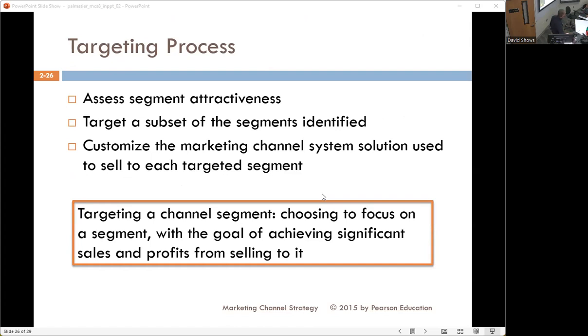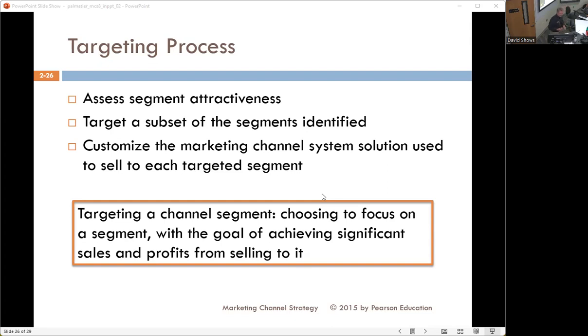So the first thing you do is you assess the segment's attractiveness. So attractiveness is a very nebulous kind of word. Attractiveness is a group that is closely aligned with your core competencies. In other words, this group is close to being able to be satisfied by your best efforts. And so that's what the segment attractiveness is.